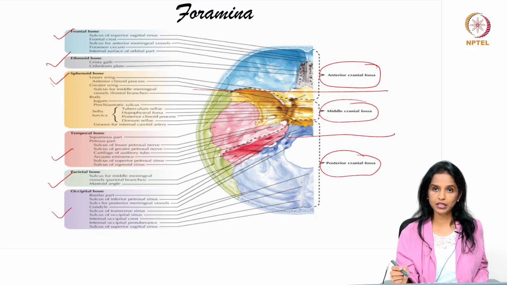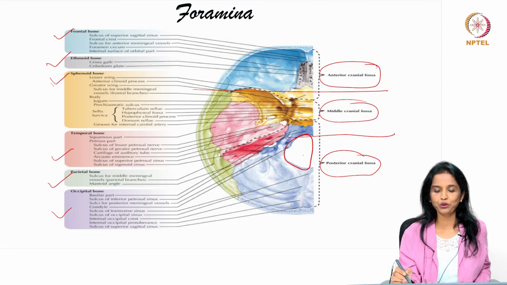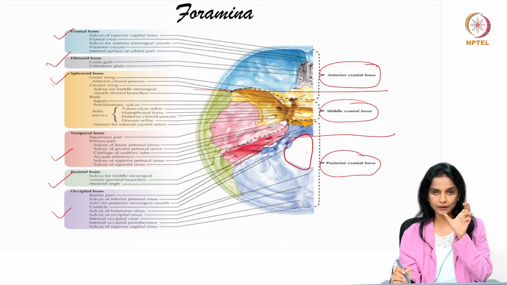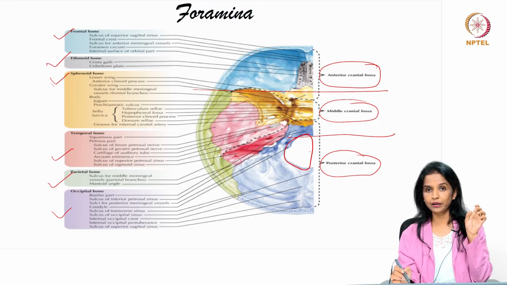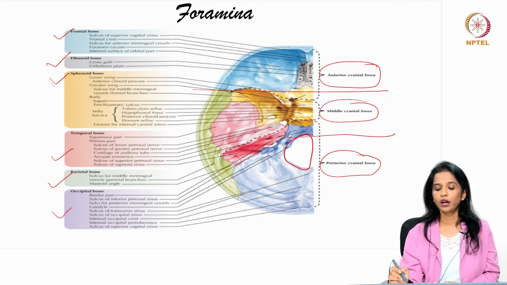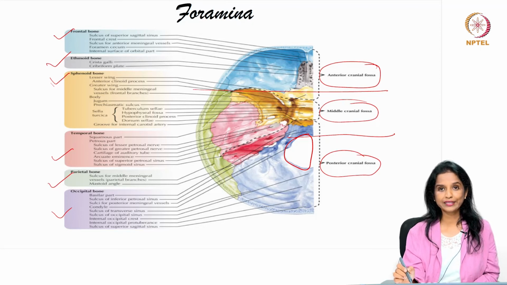As already mentioned, the largest foramen here in the skull, and not only in the skull, in the entire body, is your foramen magnum. That is why it is given the name magnum, the largest. As already said, the foramen magnum is large because it has to allow exit of your spinal cord. And then we have the smaller ones, as required for the structure passing through.